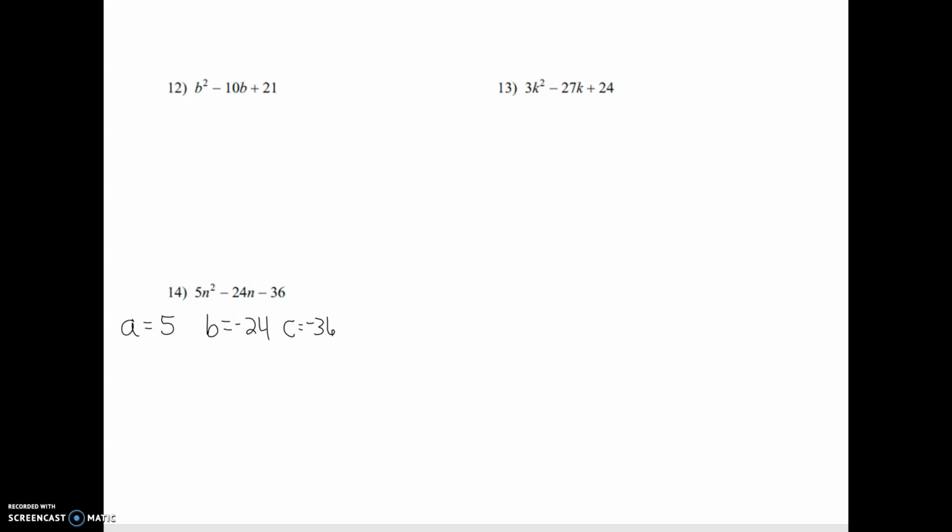So I'm going to make a table here with a times c on my left, which is 5 times negative 36. That gives me a product of negative 180. On the right here is my b value. My b value is negative 24. So I'm coming up with factors that multiply together to get negative 180, but add together to get negative 24. So what are some of those factors?